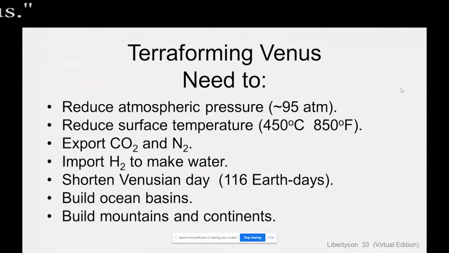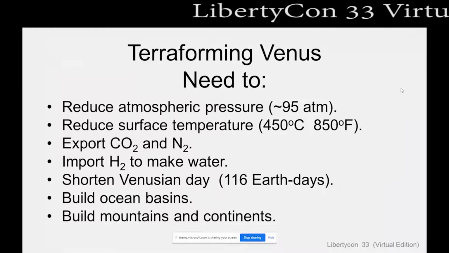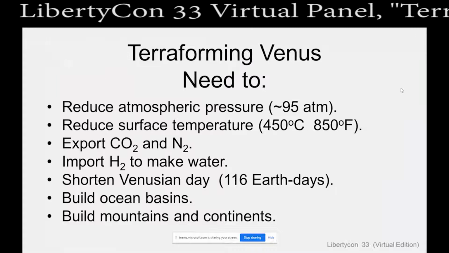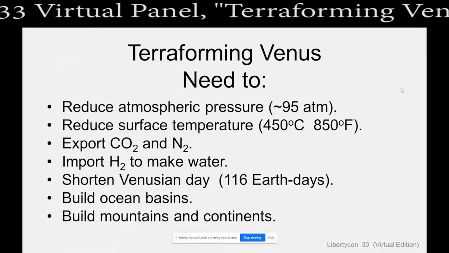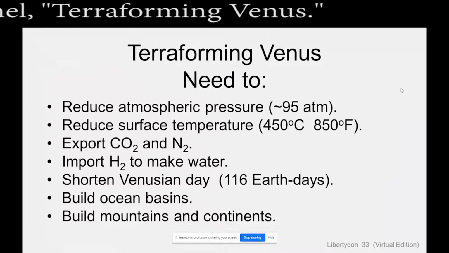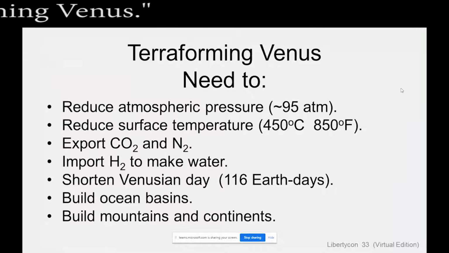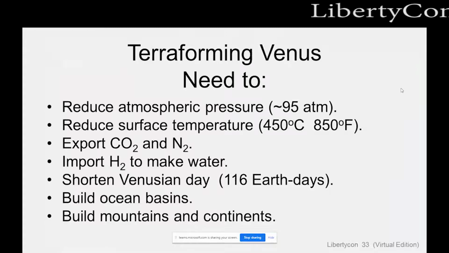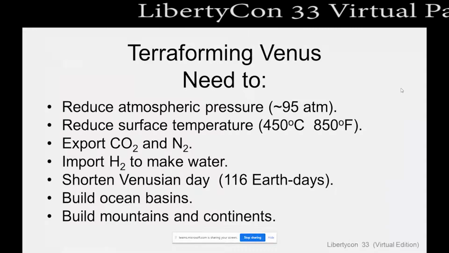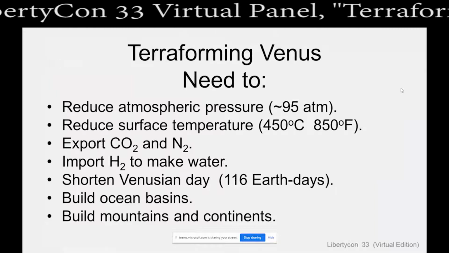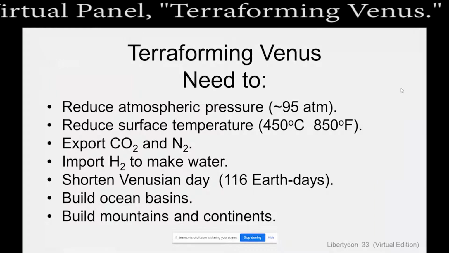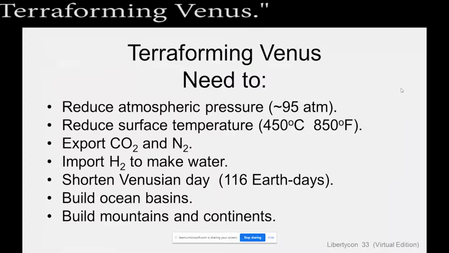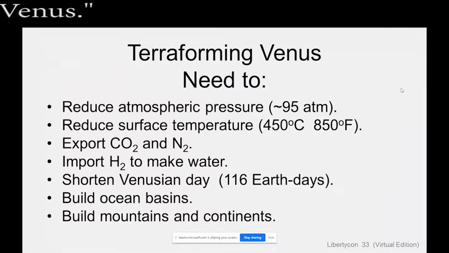Okay, so basically, if you want to terraform Venus, you need to reduce its atmosphere. It has a very, very thick atmosphere. If you're standing on the surface, it's going to be about 95 atmospheres. So the atmospheric gases on Venus are roughly 95 times that on Earth. So there's a lot of gas we're going to have to deal with, most of which is CO2. The surface temperature is 850 degrees Fahrenheit. So if you like pools of liquid lead, you can probably find that on Venus.